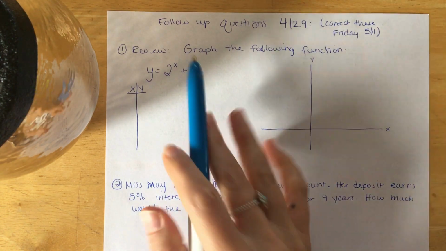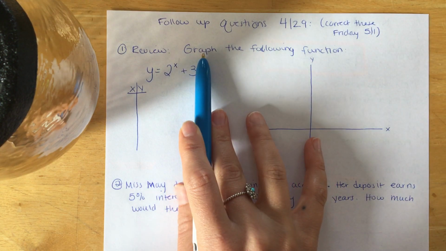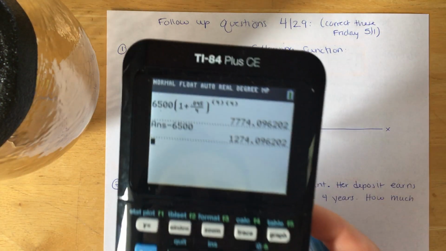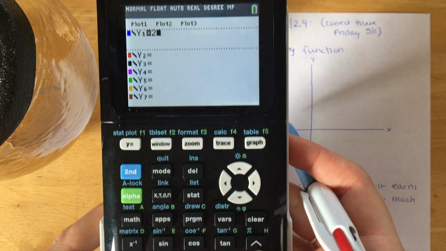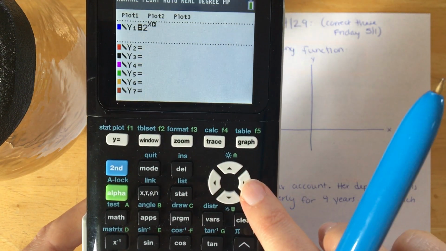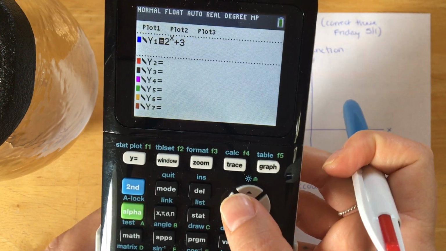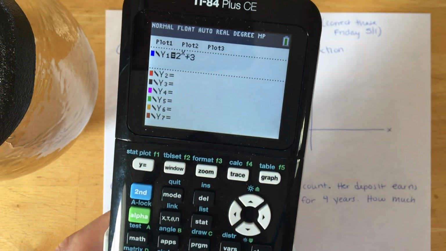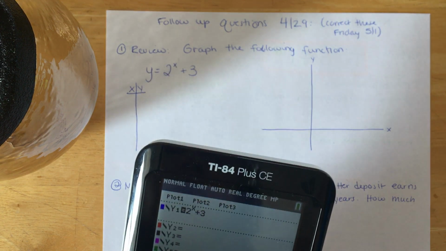So first thing you're going to do is review. This is review from last week. Graph the following function. It's 2 to the x plus 3. Make sure when you go ahead and put that in your calculator, you do 2 caret x, so that you're raising it to the x power, and make sure, this is huge, that you tab out before you do the plus 3. If you don't tab out, you're going to do plus 3 with the exponent, and that's actually going to move it left 3 instead of where this moves it, which is up 3. Okay? So go ahead and graph that.